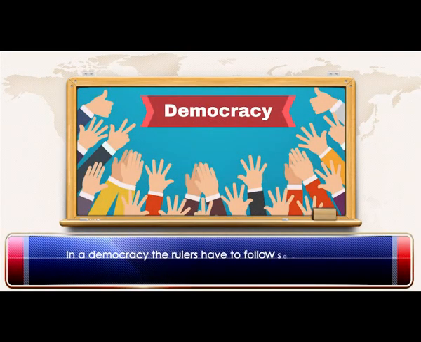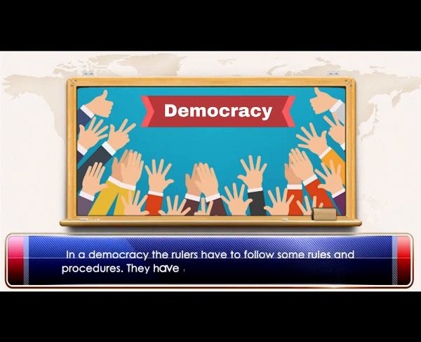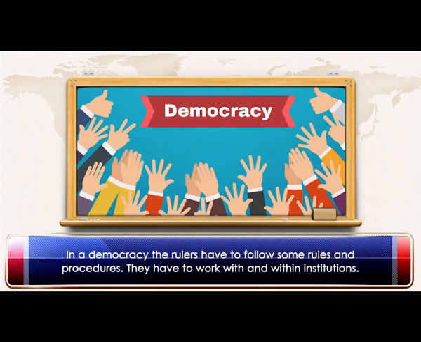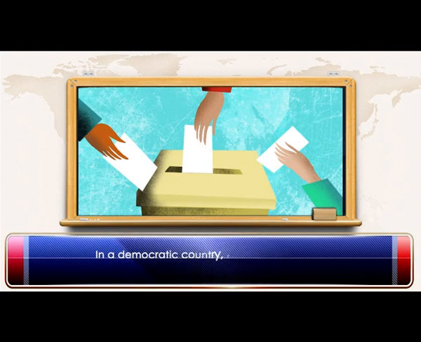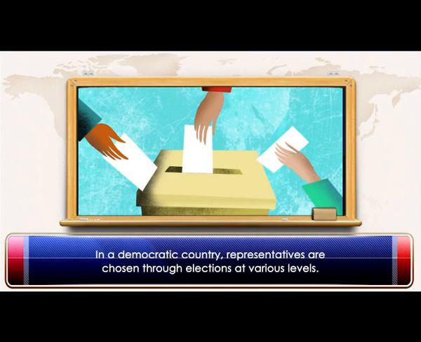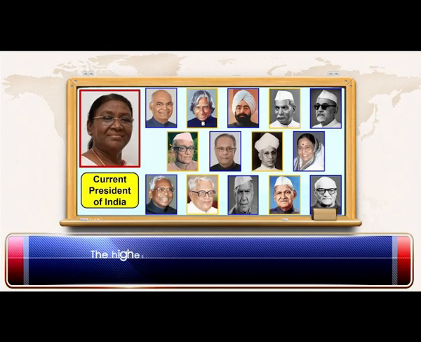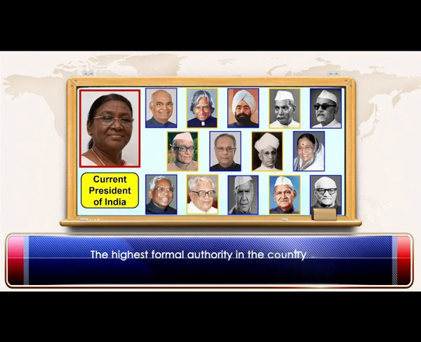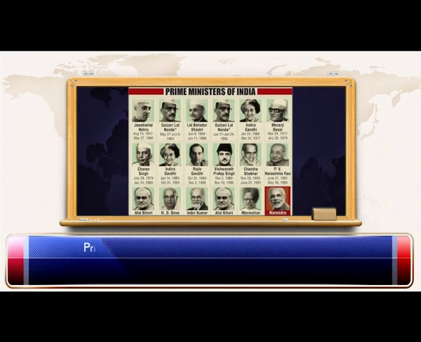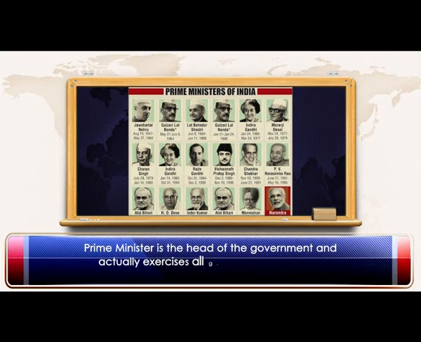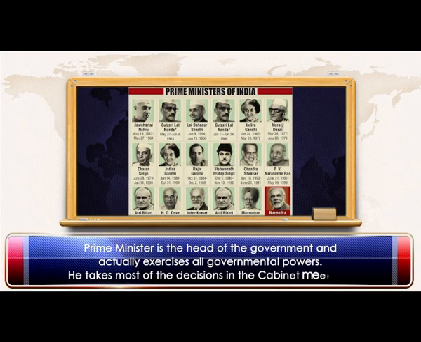In a democracy, the rulers have to follow some rules and procedures. They have to work with and within institutions. In a democratic country, representatives are chosen through elections at various levels. The highest formal authority in the country and head of the state is the President. Prime Minister is the head of the government and actually exercises all governmental powers. He takes most of the decisions in the cabinet meetings.